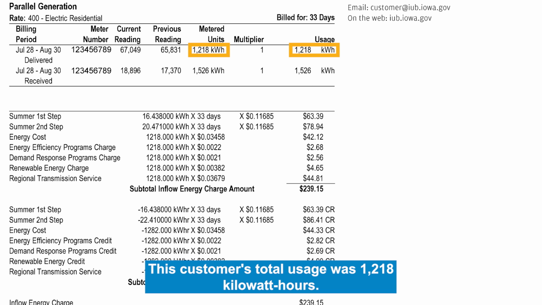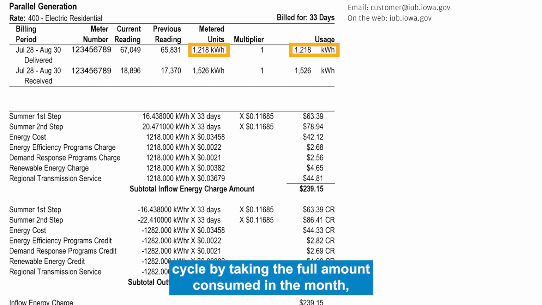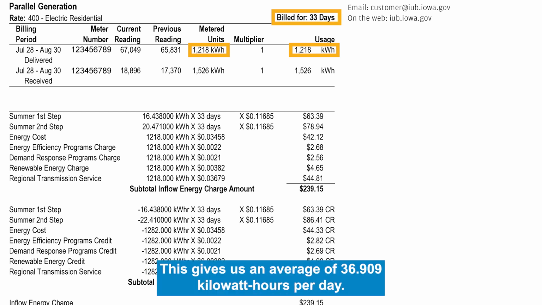This customer's total usage was 1,218 kilowatt hours. We calculate the average kilowatt hours per day during the bill cycle by taking the full amount consumed in the month, in this case 1,218, and dividing it by the number of days in the bill cycle, in this case 33. This gives us an average of 36.909 kilowatt hours per day.